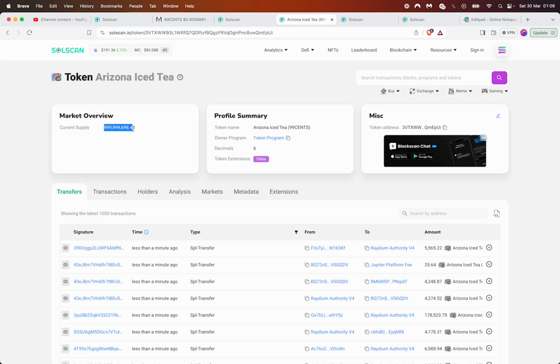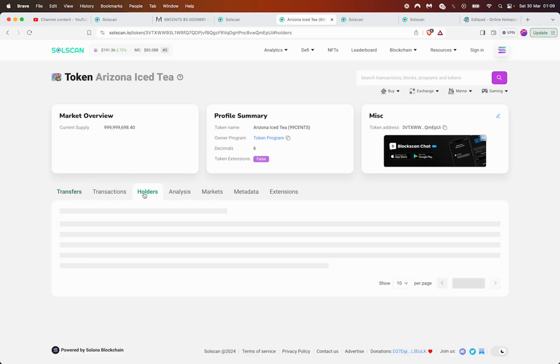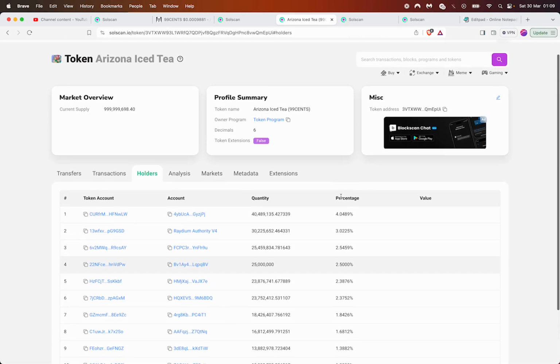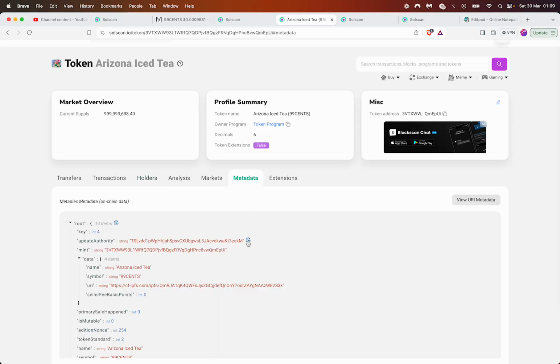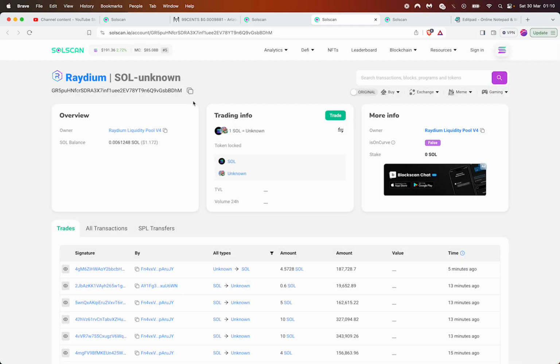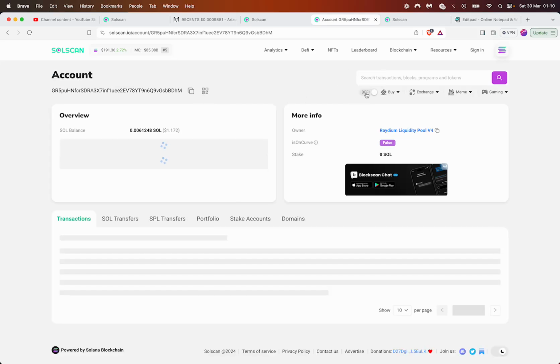There's 1 billion supply of Arizona iced tea. We can look at the holders in the token, the percentage distribution of supply, the metadata, the owner, the creator of the token, which is the update authority. We can look at the pool ID. The pool ID is just the pool address, giving us information or data about the pool, transfers happening between Solana and the token, and so on and so forth.